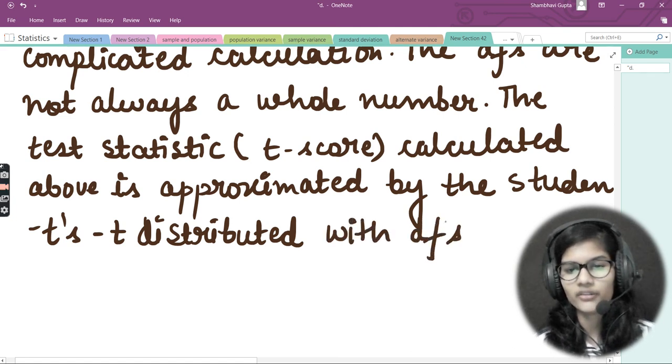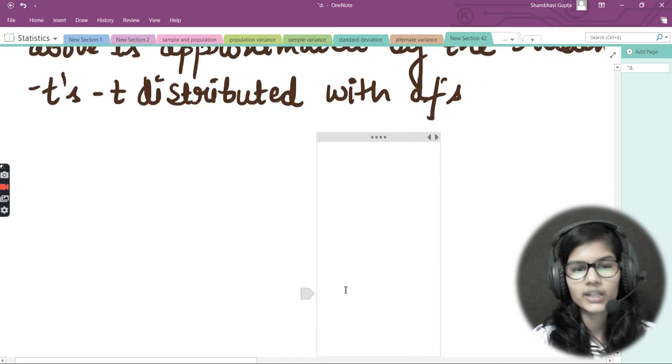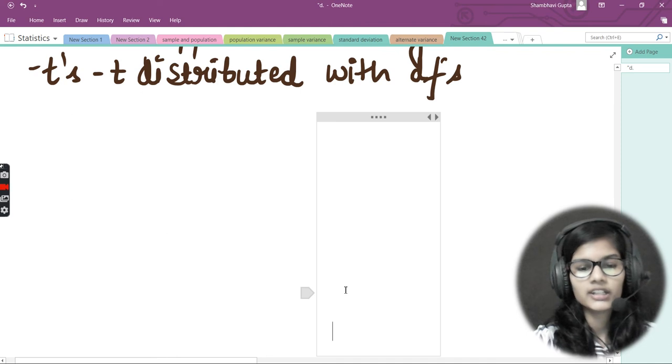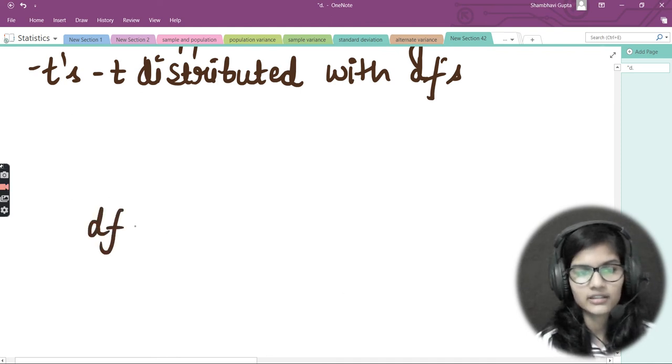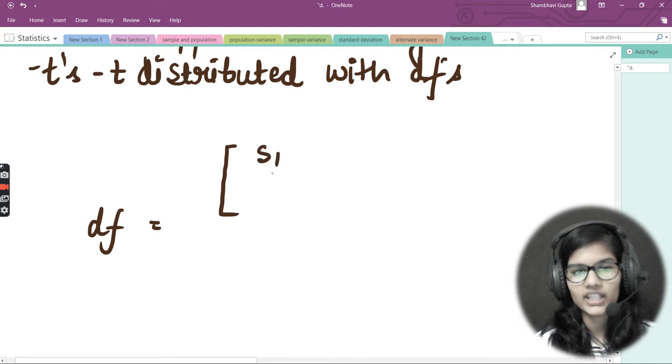That is my degrees of freedom. Right, so basically now let's write out the formula for this DF. So degrees of freedom, the formula for the same is DF is equal to, inside the large bracket I have S1 upon N1. This S1 basically will be squared out.